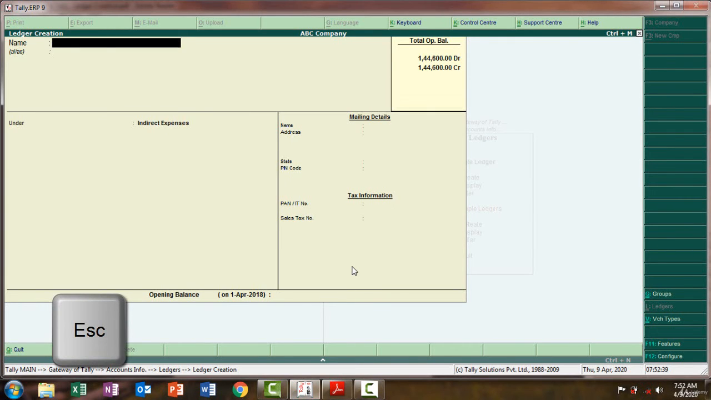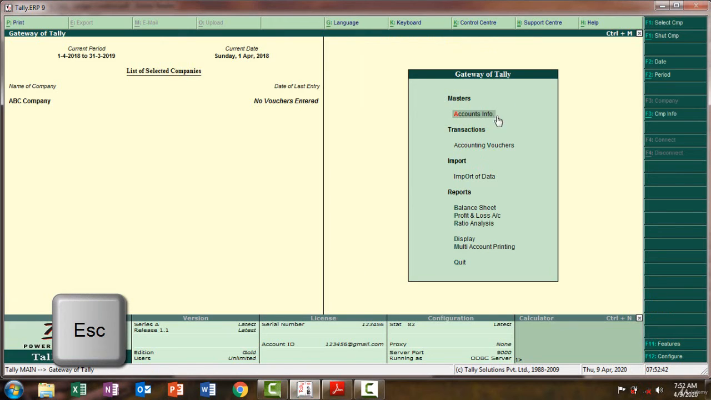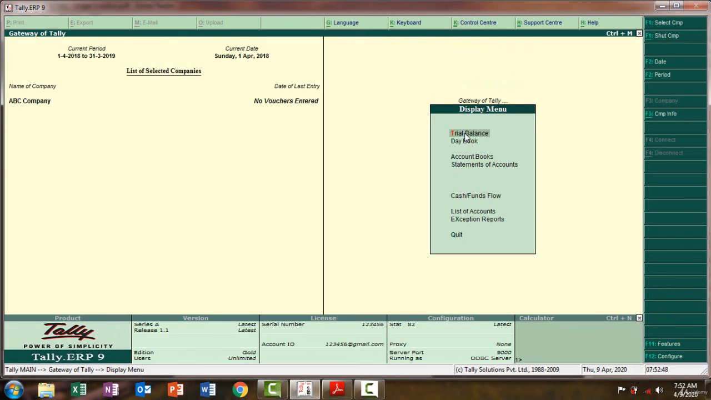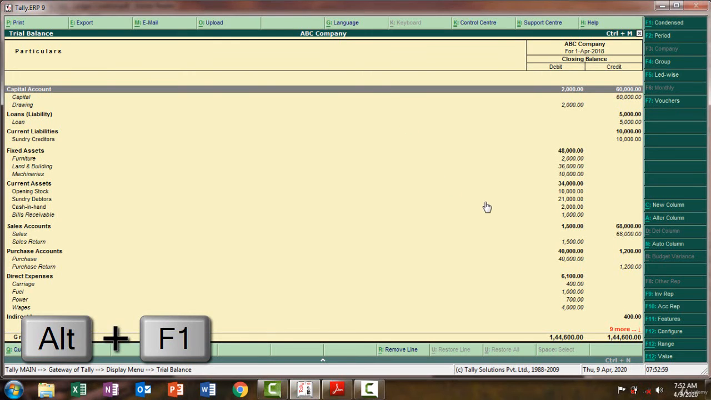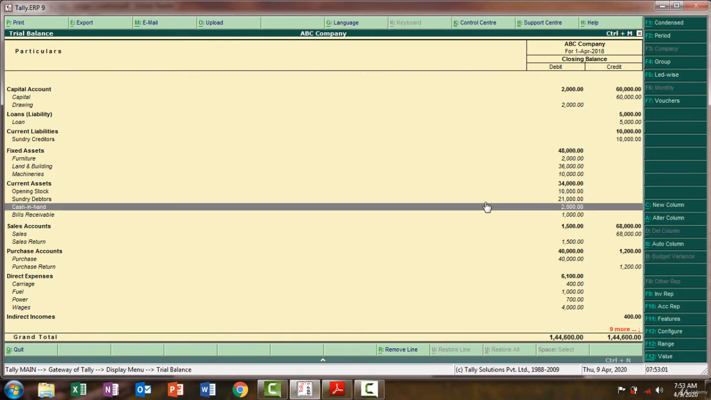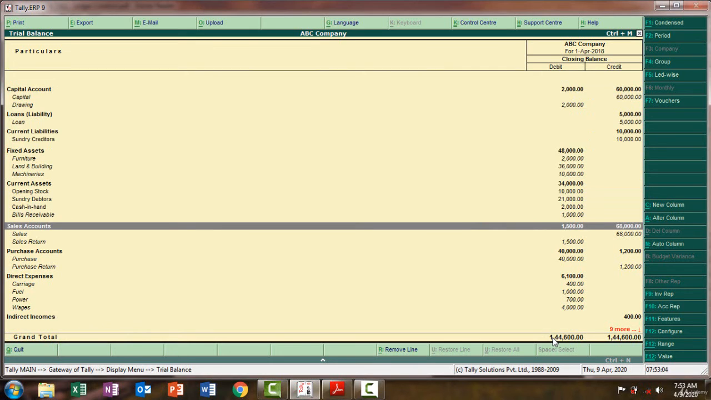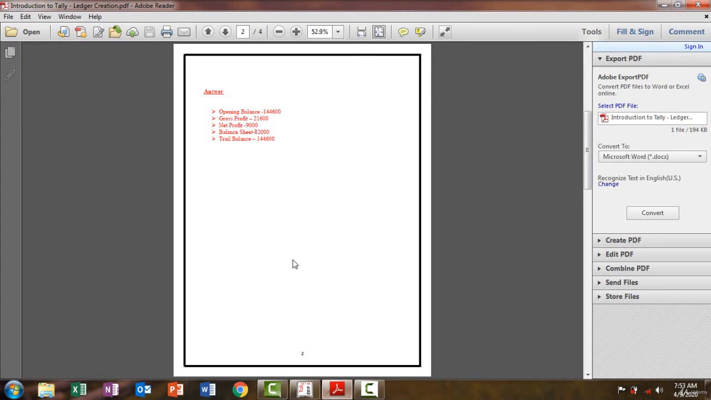Press the escape key, go to the Gateway of Tally, then go to Display and click Trial Balance. If you want to see the full information, press Alt plus F1, and you can see the further information. The debit side is 144,600 as well, the credit side 144,600, and our answer is also 144,600, the opening balance or trial balance.